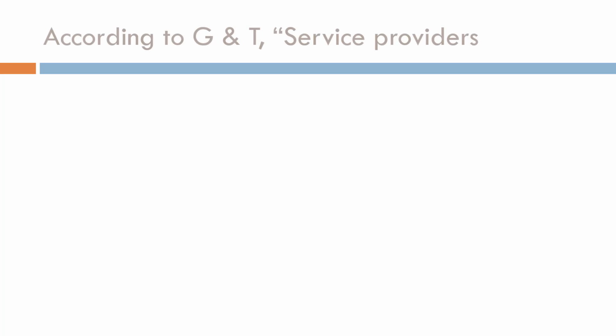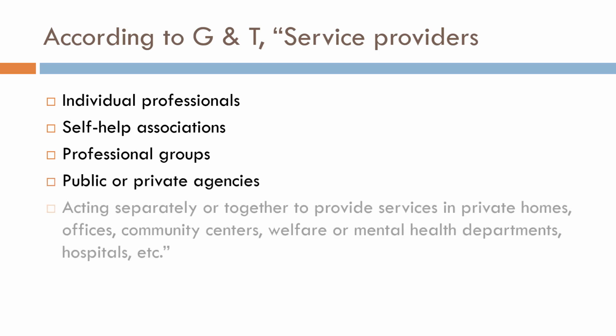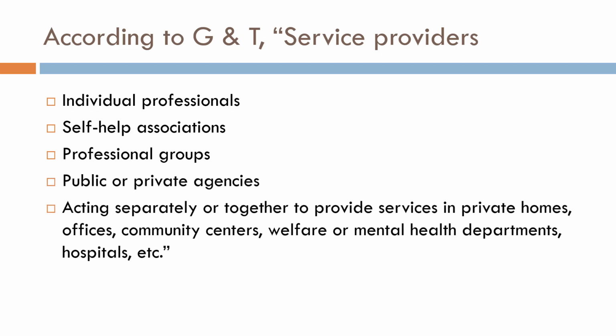Now, in terms of the service providers and who they are, by way of definition or example, if you will, according to Gilbert and Terrell, service providers can be individual professionals, self-help associations, professional groups, public or private agencies. The key here is that they are acting separately or together to provide services, and these can be in private homes, offices, community centers, welfare or mental health departments, etc.